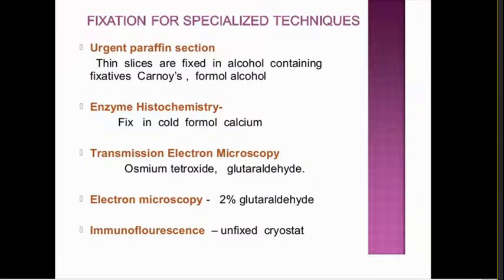For instance, for enzyme histochemistry, we need to add the cold formal calcium. For TEM analysis, we need to add the osmium tetroxide and glutaraldehyde. For electron microscopy, we need to add 2% glutaraldehyde. And for immunofluorescence, we need to add the cryostats.